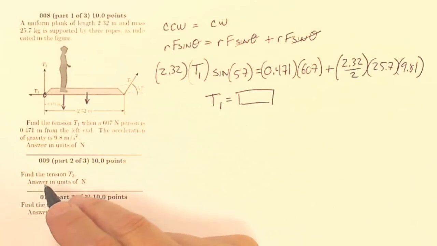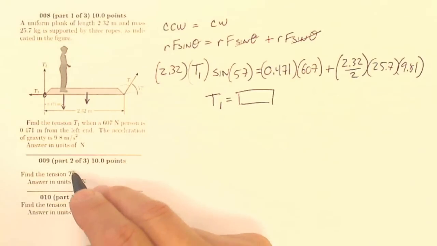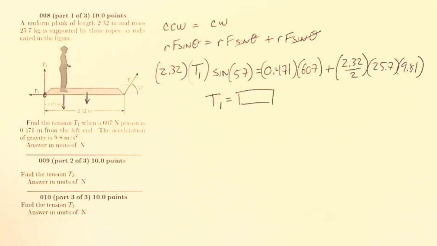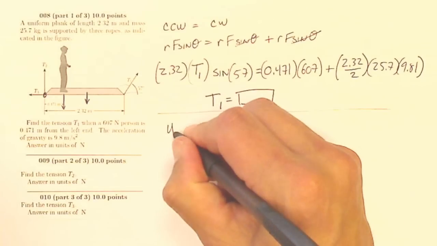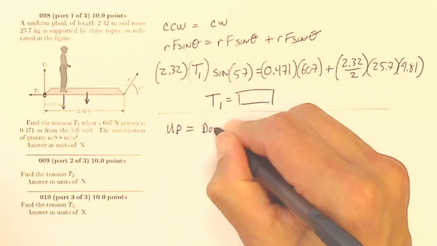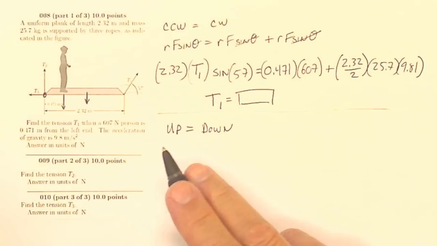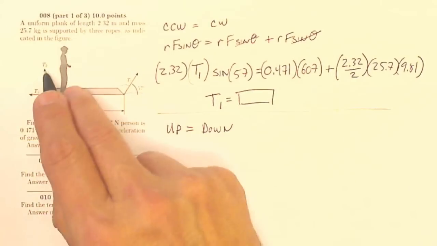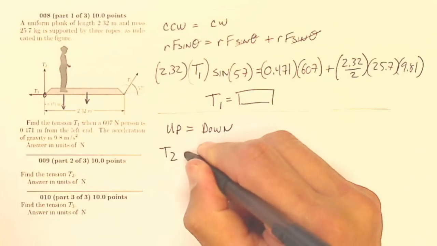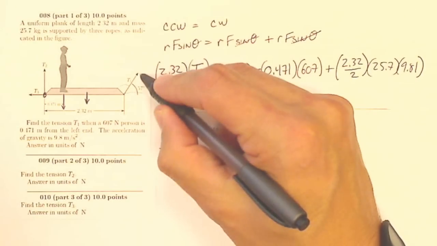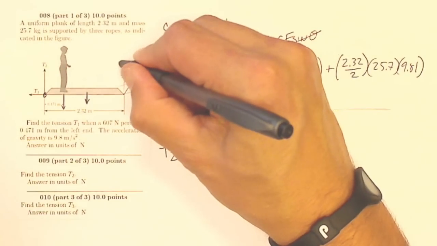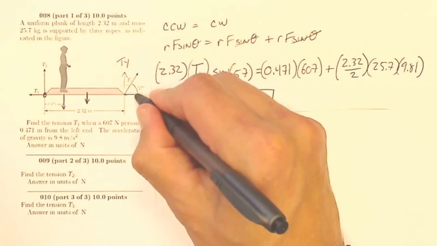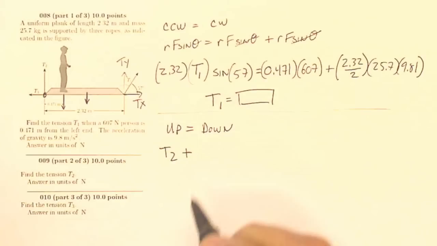Now it asks for question 9, find the tension T2. Well, T2 is straight up this way. What I could do now is an equilibrium problem with my up equals my down. Up on this, I have T2. Up, I also have the vertical component of T1. So T1 will be split into, I'll just call this TY, and I'll call this one TX.